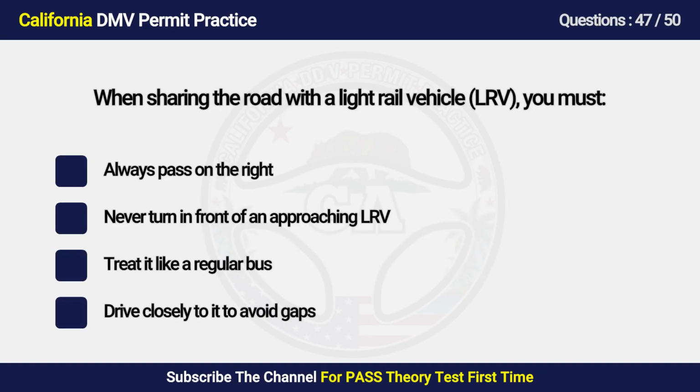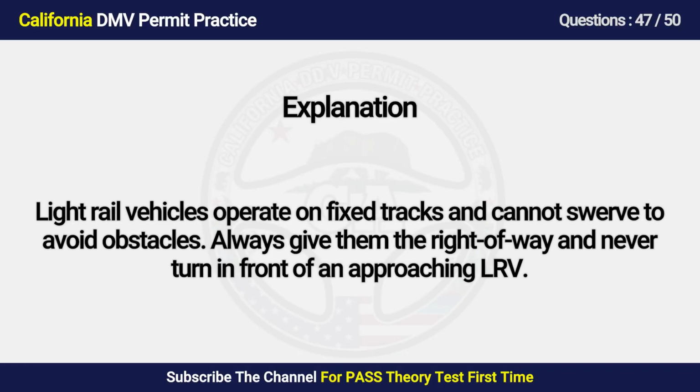Question 47. When sharing the road with a light rail vehicle, you must A. Always pass on the right. B. Never turn in front of an approaching train. C. Treat it like a regular bus. D. Drive closely to it to avoid gaps. Answer is B. Never turn in front of an approaching train. Light rail vehicles operate on fixed tracks and cannot swerve to avoid obstacles. Always give them the right of way and never turn in front of an approaching train.